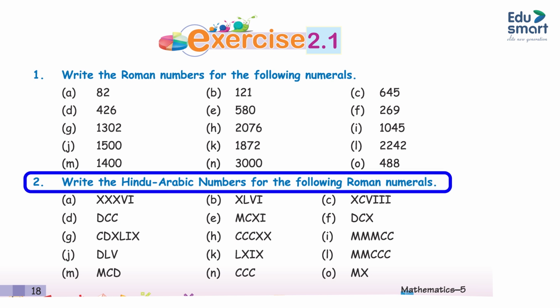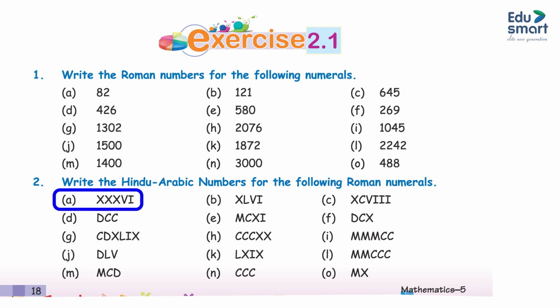2. Write the Hindu Arabic numbers for the following Roman numbers. Answer. A. 36. B. 46. C. 98. D. 700. E. 1111. F. 610. G. 449. H. 320. I. 3200. J. 555. K. 69. L. 2300. M. 1400. N. 300. O. 1010.